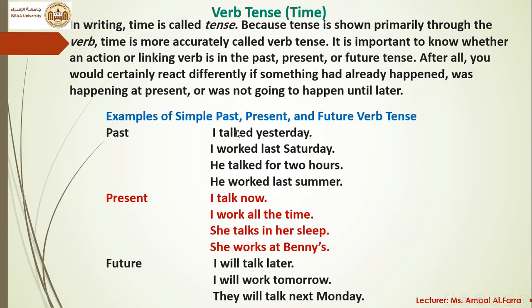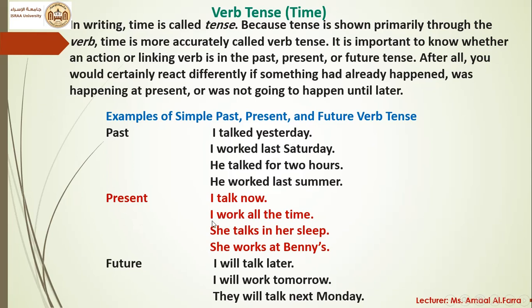Examples of simple past, present, and future verb tense. Look at the past here in these black sentences. I talked yesterday. I worked last Saturday. He talked for 2 hours. He worked last summer. Talked, worked, talked and worked. These verbs are in the past, and we have keywords that indicate the past, yesterday and last.